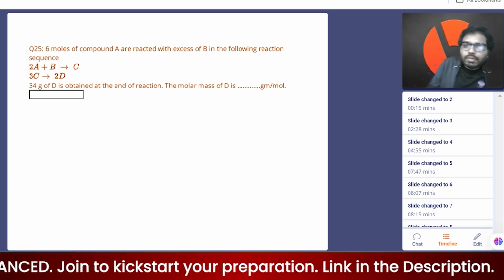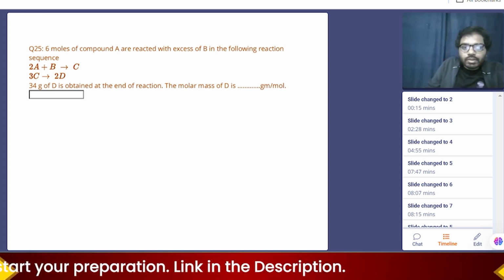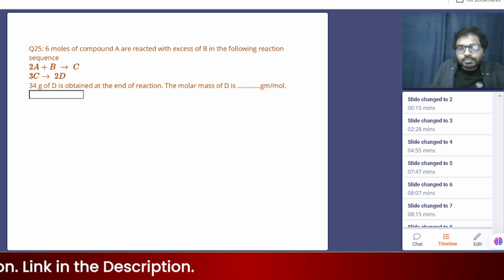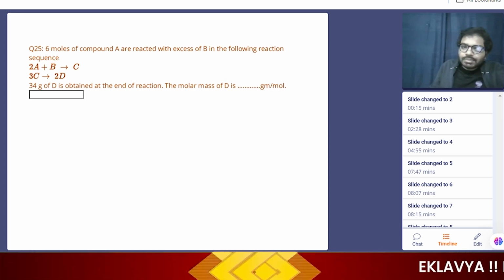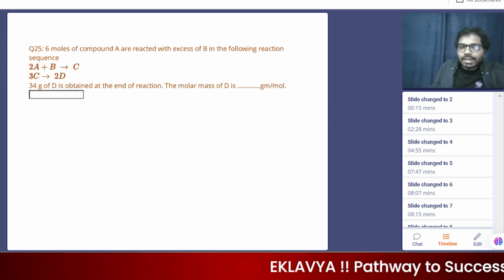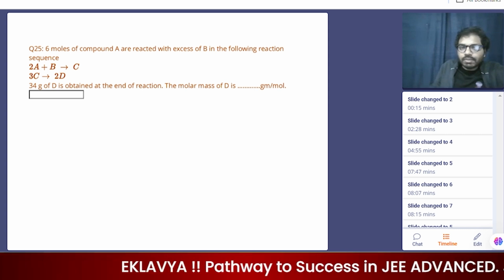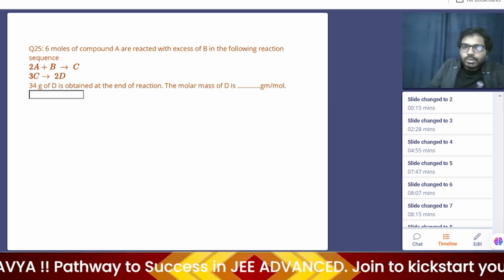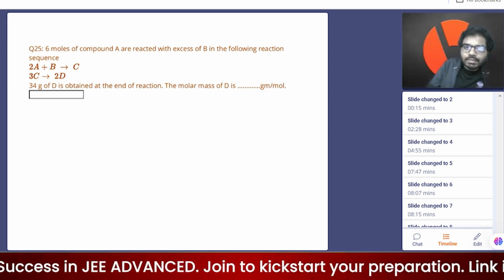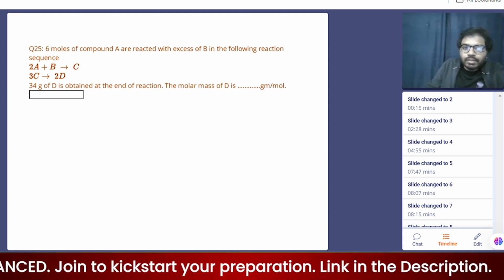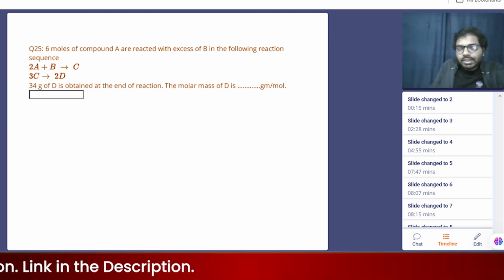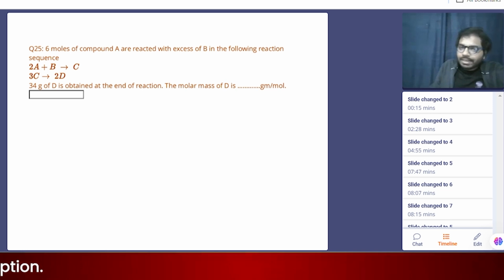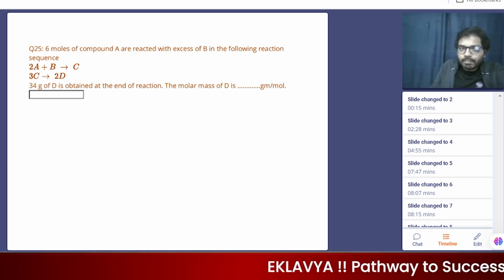So in the given question, what we have to find out here, 6 mole of the compound is given. The 6 mole of the compound A reacted with excess of the B in the following sequence. So the reaction given is 2A plus B gives C, and then 3C gives 2D. 34 gram of the D is obtained at the end of the reaction. The molar mass of the D we have to find out.